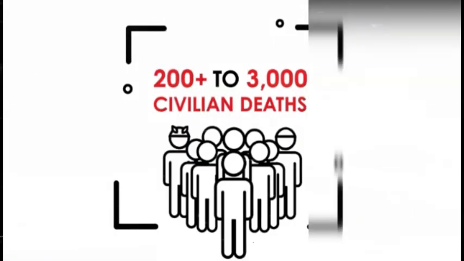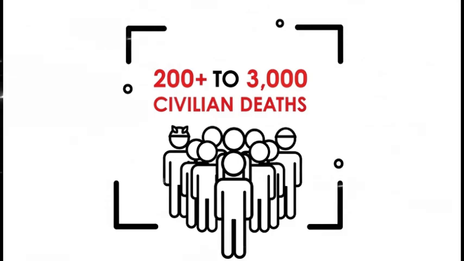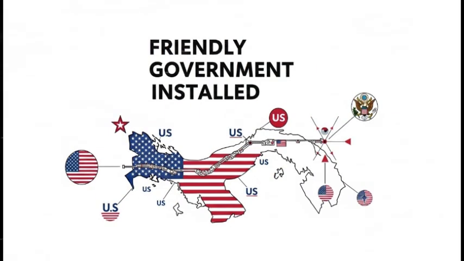Over 200 Panamanian civilians were killed. Some estimates go as high as 3,000. The United States installed a friendly government.